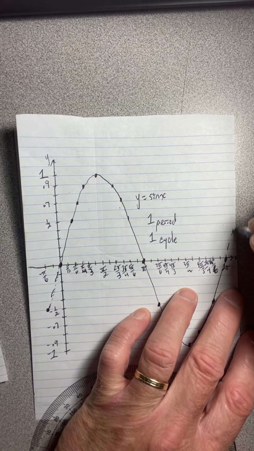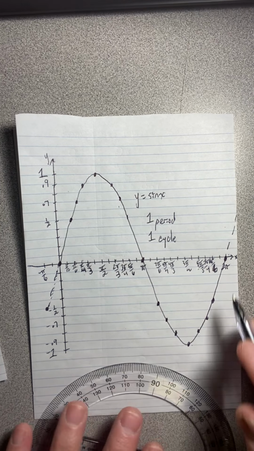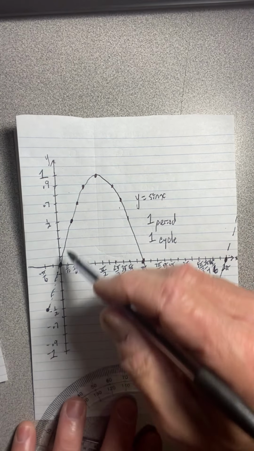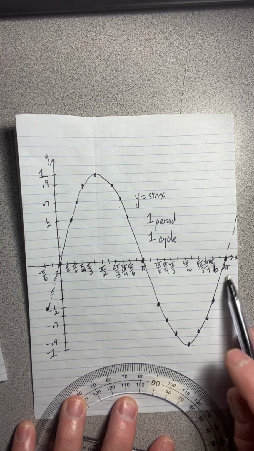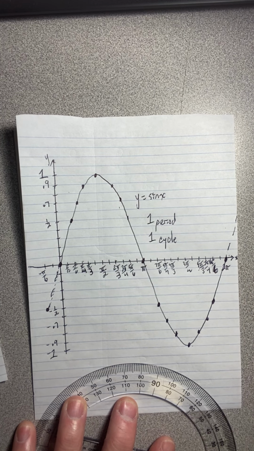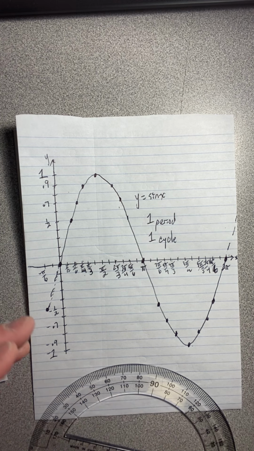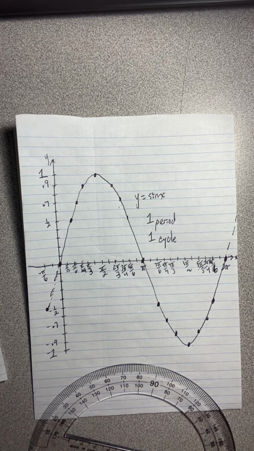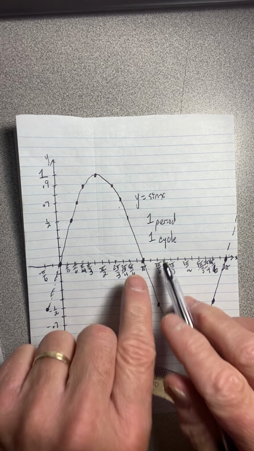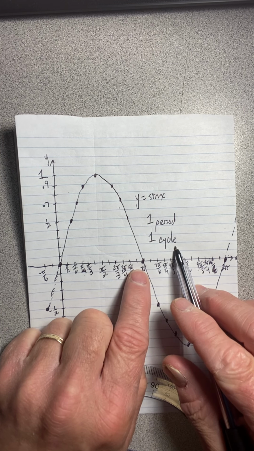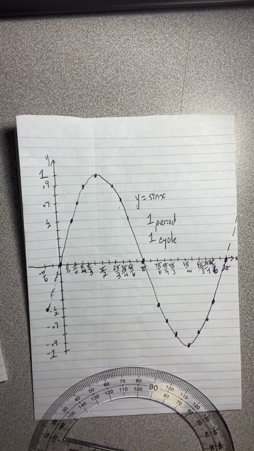So I'm going to put a dot, dot, dot, and that means the pattern continues. So from 2 pi to 4 pi, it's going to do this cycle again. That's what makes it a periodic function, is that periodically it repeats a cycle of itself. And this is a sinusoidal wave.